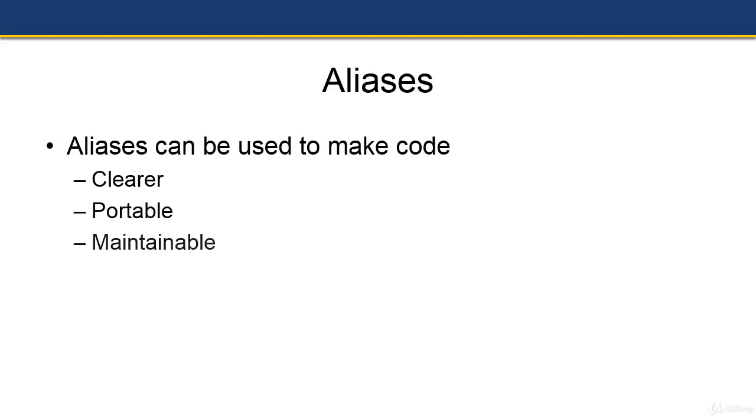VHDL has aliases. If you've written in C, you're very familiar with define statements. Aliases here are used to do the same thing. We use it to make code clearer, more portable, and also maintainable.